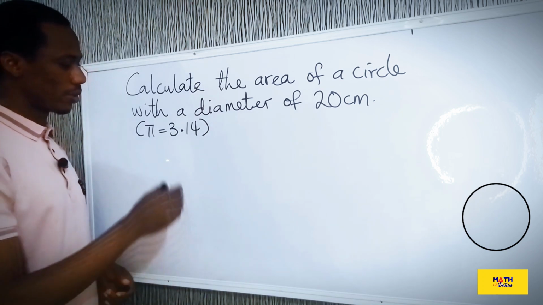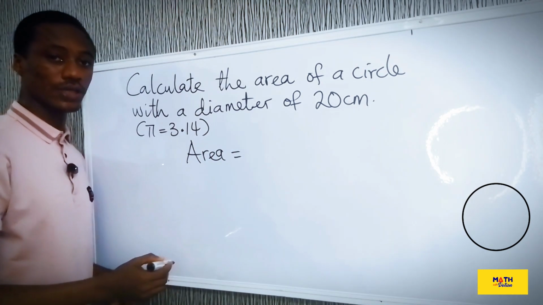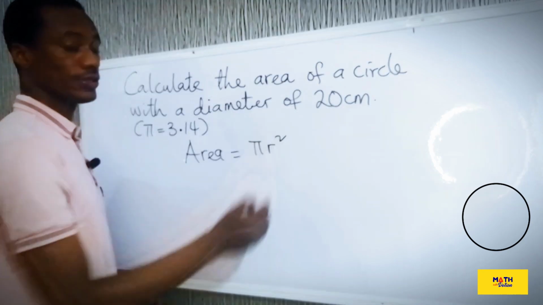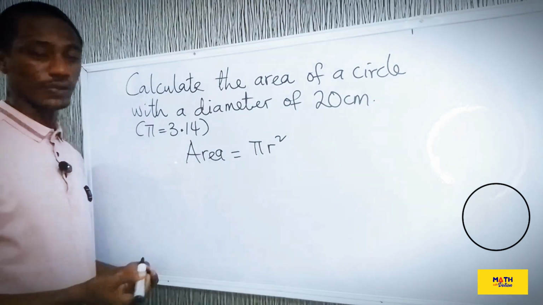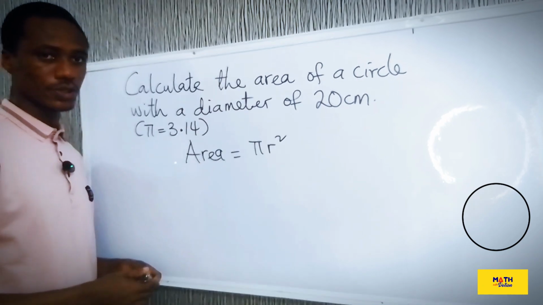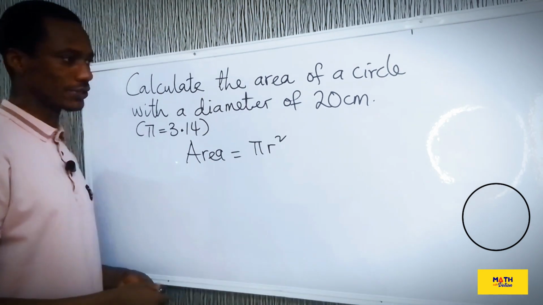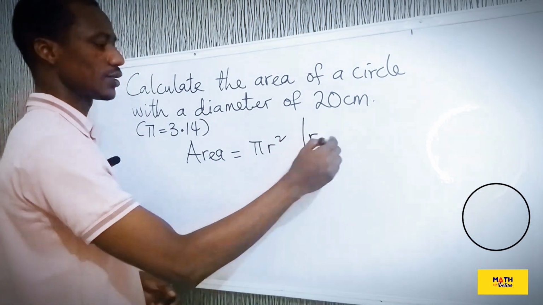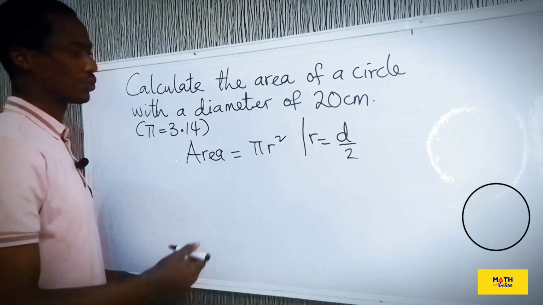Alright, we remember that the formula for calculating the area of a circle is pi times radius squared, pi r squared. And in this case, we are not given the radius but the diameter. So how do we get our radius from the diameter? We know that the radius is half of the diameter, that means diameter divided by 2.